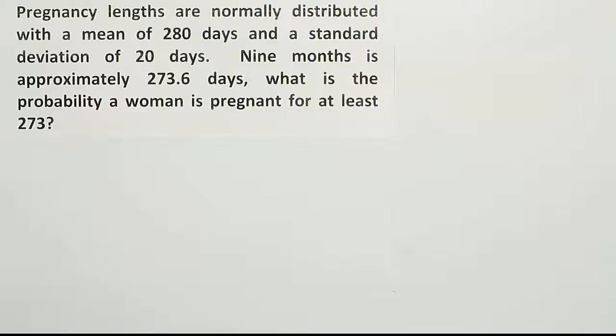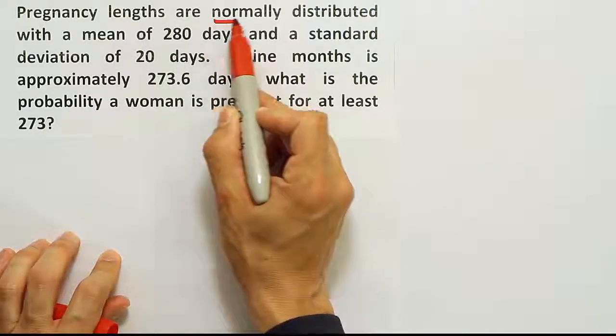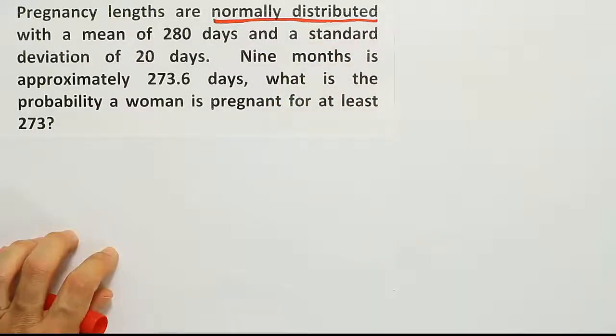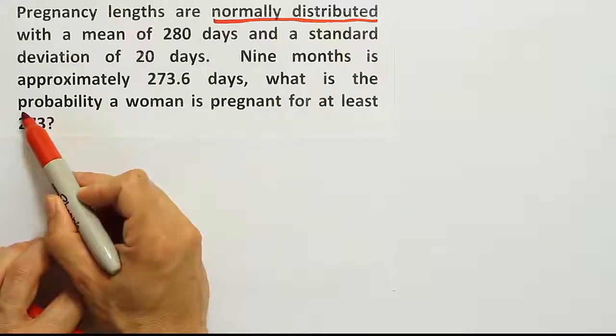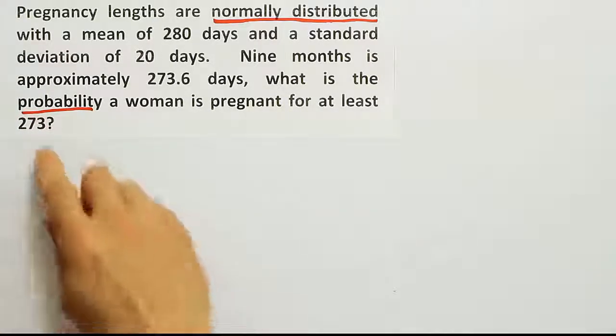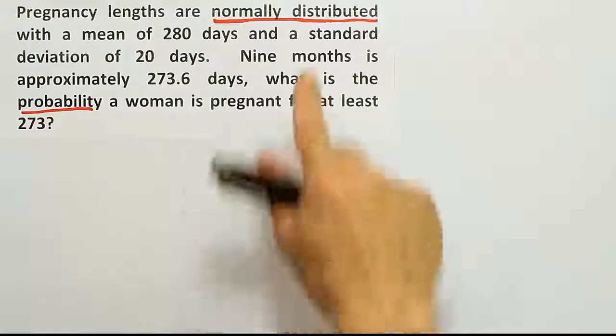Okay, so a couple important phrases here. The first is that pregnancy lengths are normally distributed. So we know we can use the bell curve to solve the problem. And it says, what is the probability that a single woman is pregnant for at least 273 days. So let's draw the bell curve because we heard the phrase normally distributed.